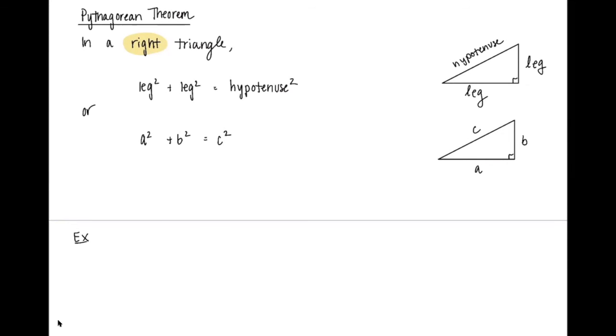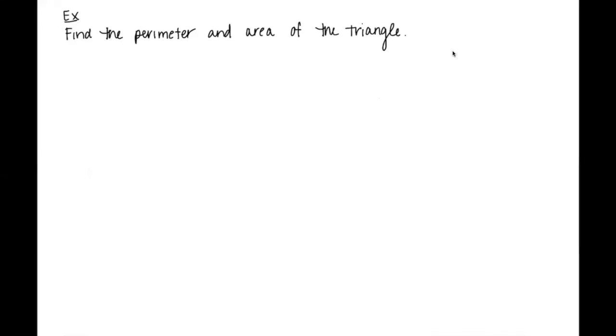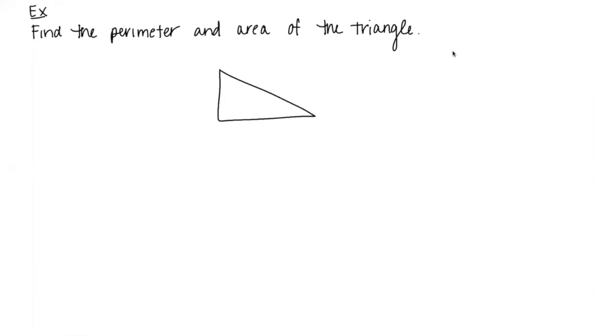So I've got one final example. We're going to find the perimeter and area of the triangle. So the triangle we're given, oh, sorry. This one here is our right angle here. This is 8 and 10 inches. I have zero idea what this side is, so I'm going to call it A.